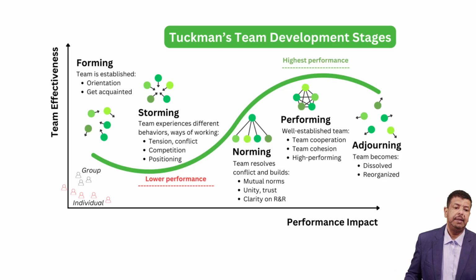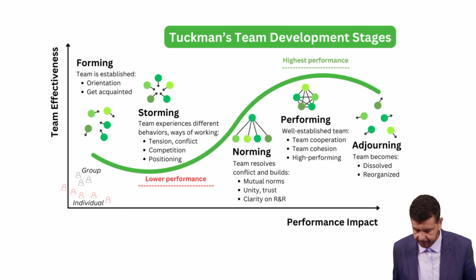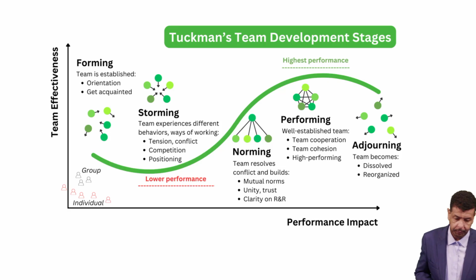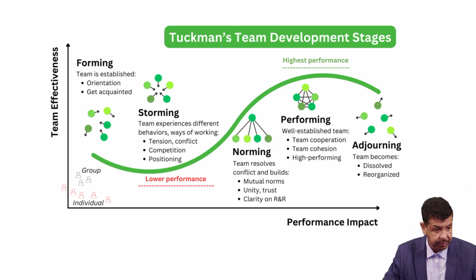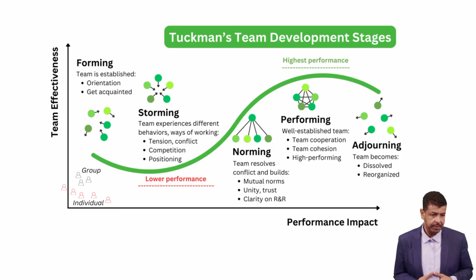In storming, the team experiences different behavior because there will be some sort of tension, conflicts, competition, position. Everyone within the team tries to take a leadership position or to show knowledge or something like that. The team will realize that if we continue in this way, we will not achieve anything. Then after that, norming takes place. So they try to resolve the conflicts and build mutual norms, unity, trust, and they start to clarify the roles and the responsibilities.